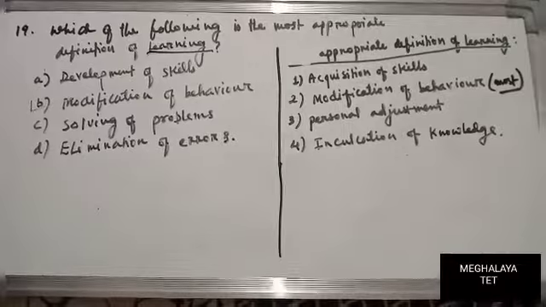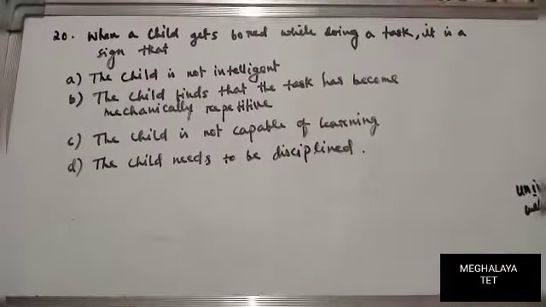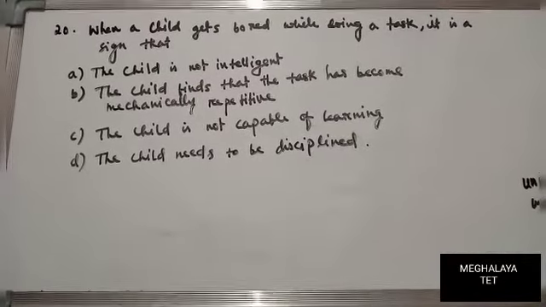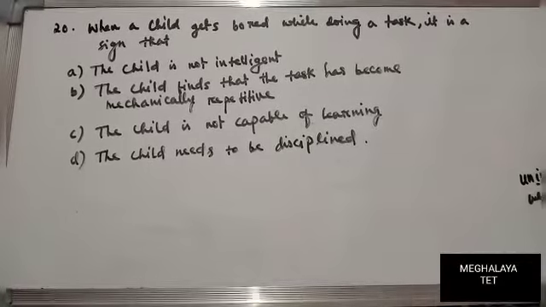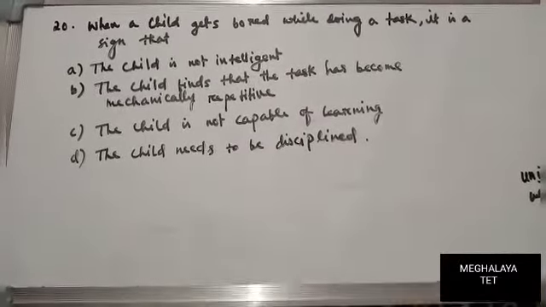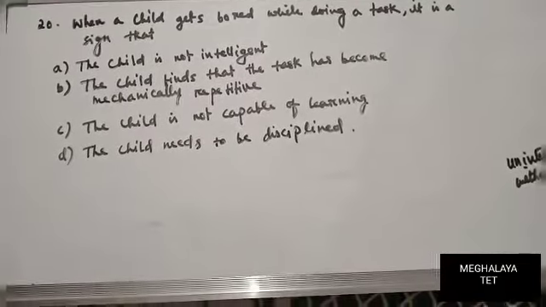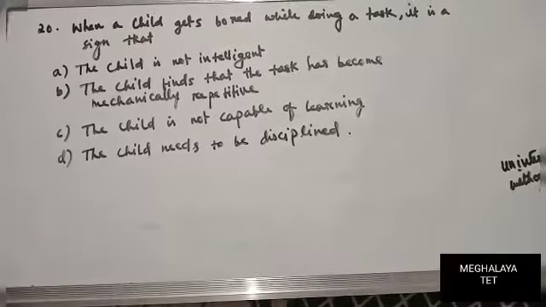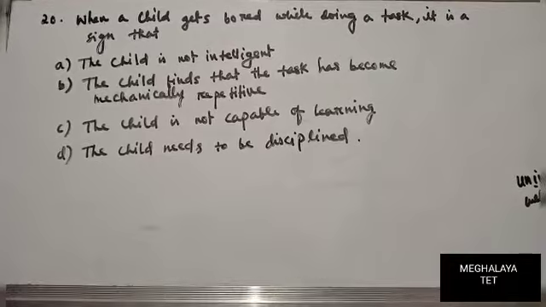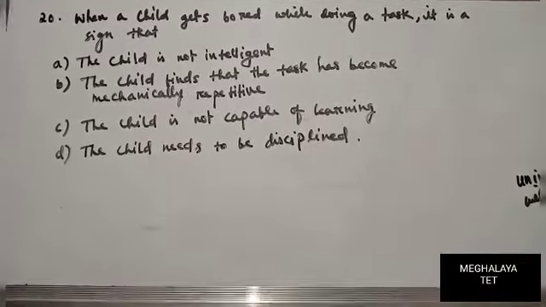Next question, question number 20. They have given question number 20 like this: when a child gets bored while doing a task, it is a sign that option A, the child is not intelligent. Option B, the child finds that the task has become mechanically repetitive. Option C, the child is not capable of learning. And option D, the child needs to be disciplined.